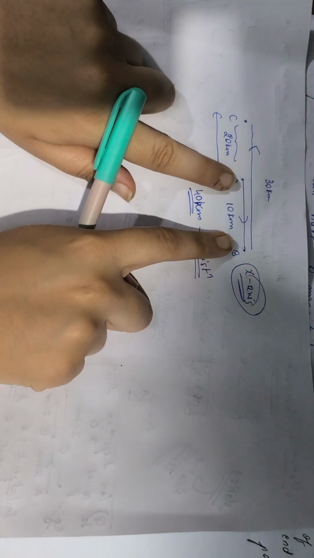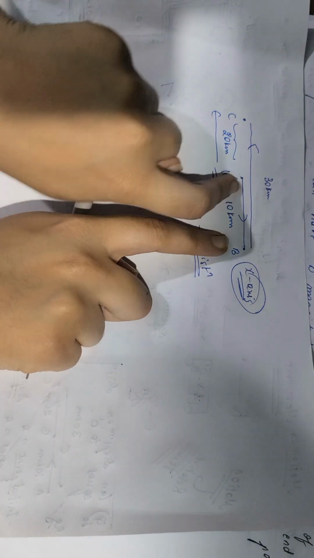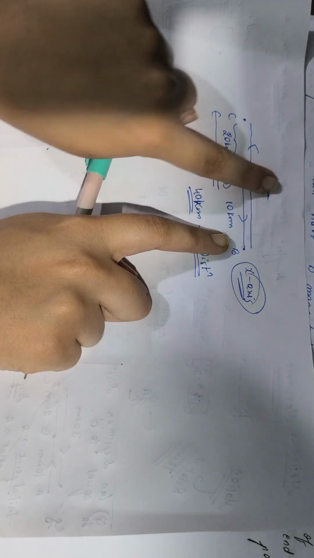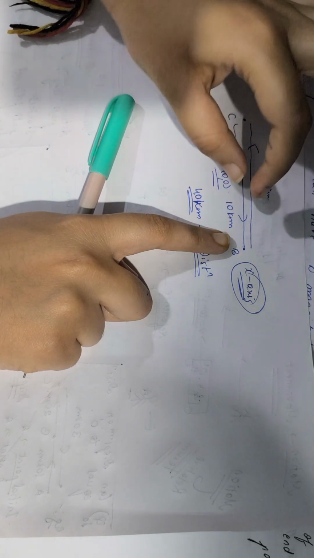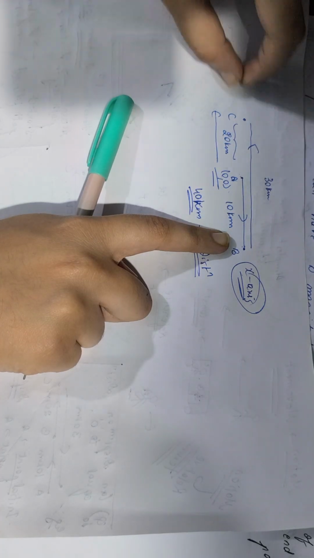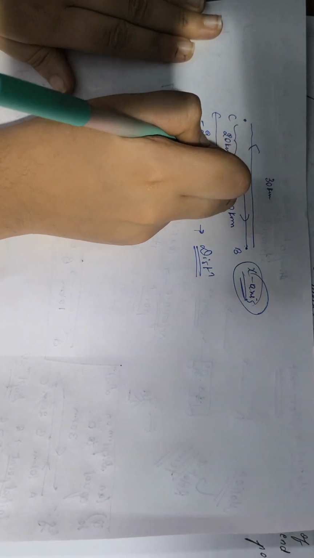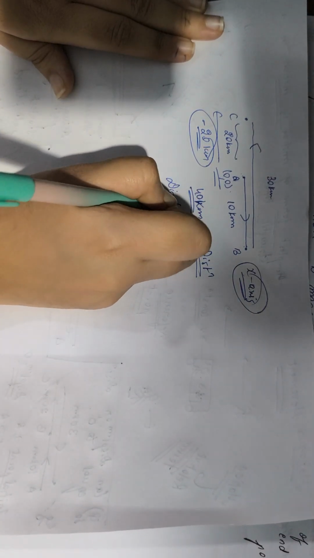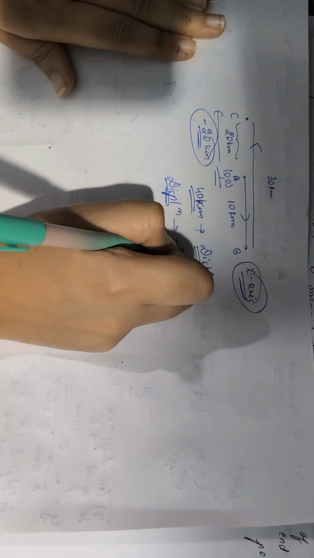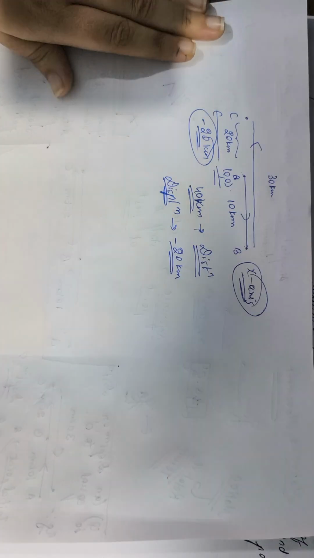So if you see here, first it has moved from A to B and back to A. So displacement at this point is 0. Now again it has moved 20 kilometers towards the negative axis. So that will be minus 20 kilometers then. So what will be the displacement? Displacement will be minus 20 kilometers. Getting the point here?